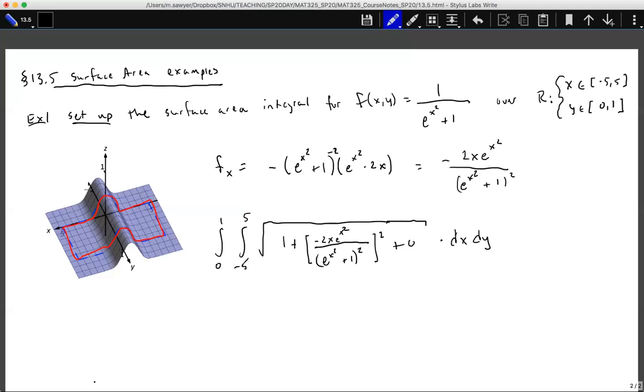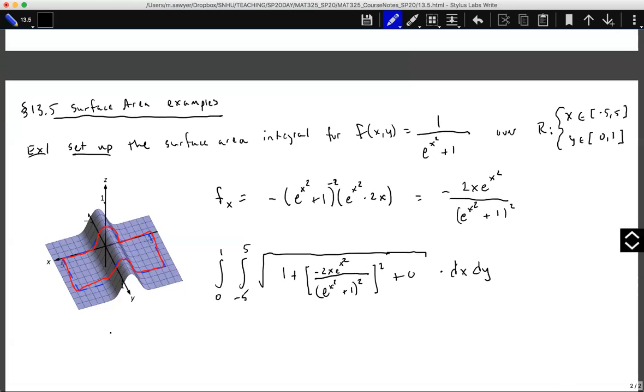Again, this is not something that we would want to necessarily solve by hand. However, technology would help us solve it. So again, let's do another integral where it's easier to solve by hand.